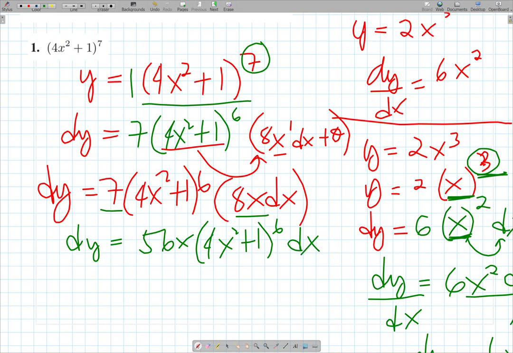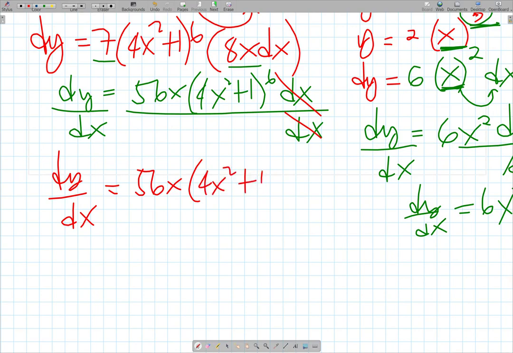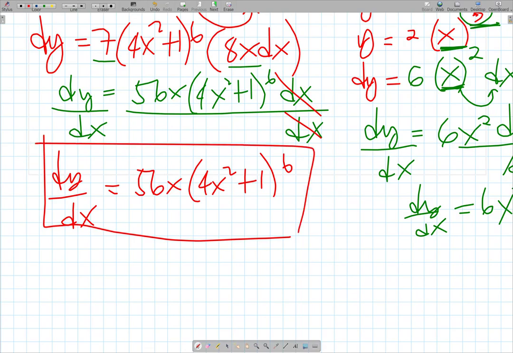Since I am looking for dy over dx, I have to divide this by dx, and the dx cancels out. So your dy over dx is equal to 56x (4x squared plus 1) to the power of 6. Okay? So another example.